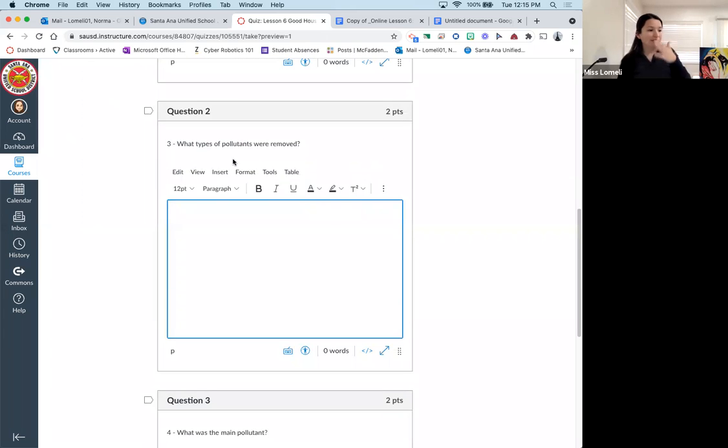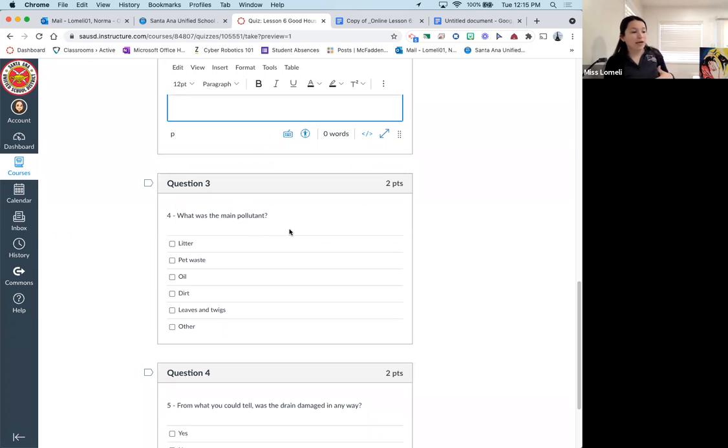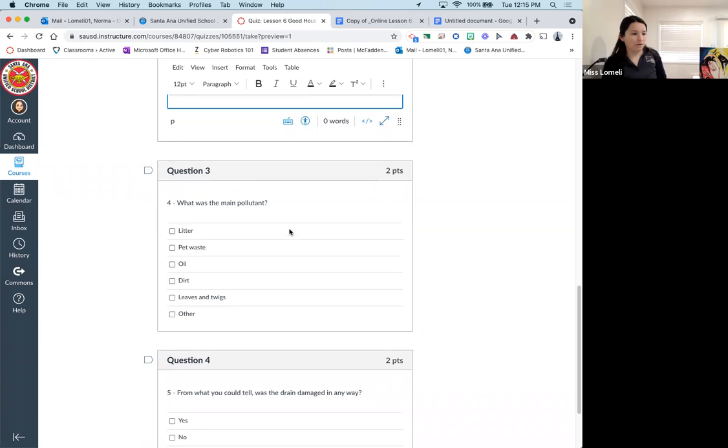Question number 2, what type of pollutants were removed? Trash, dirt, leaves, all of that are pollutants, because the trash and the dirt are not supposed to go into the ocean, right? So that's all pollution. So what did you find? What was the main pollutant? What did you see most of?